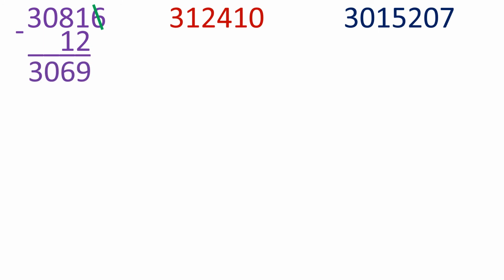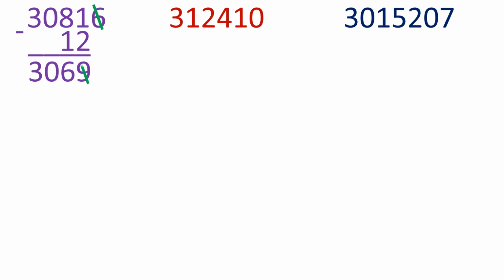So now we will determine if this difference is divisible by 7. If it's divisible by 7, then the original number 30,816 is also divisible by 7. But 3069 is still too big to know if it's divisible by 7. And so we will keep on doing the same method until we are confident enough to know the answer.